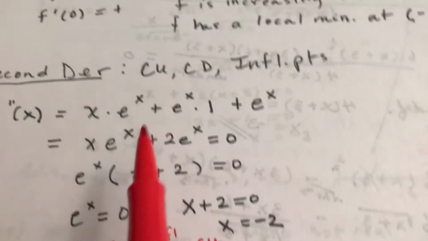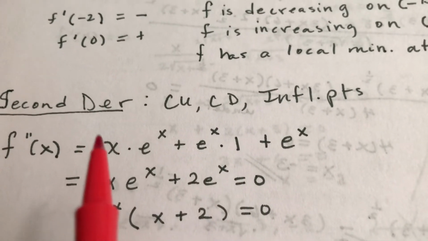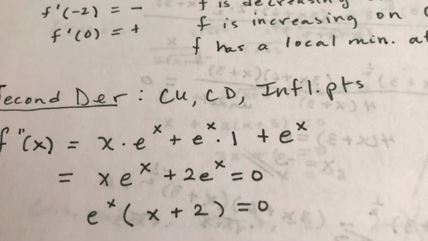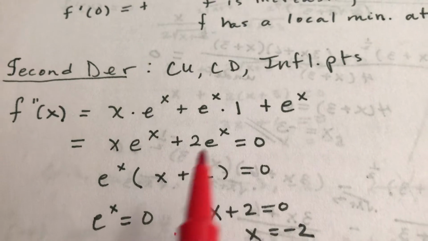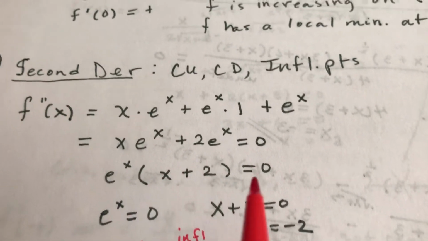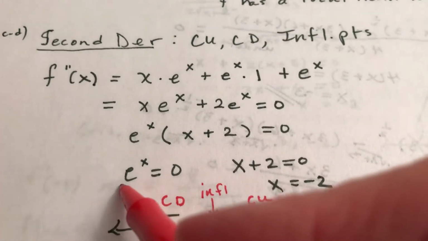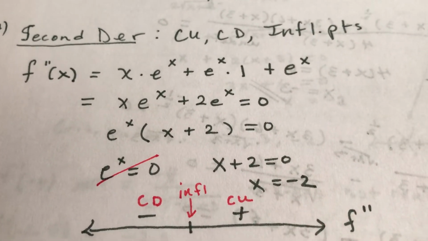So when I do product rule, I get x e to the x plus e to the x, the first times the derivative of the second plus the second times the derivative of the first, and then you have that derivative of the e to the x. And these two added together give you (x plus 2) e to the x. And I set that to 0. This gives me e to the x equals 0, which can never happen. And then this one, x plus 2, you get x equal negative 2.